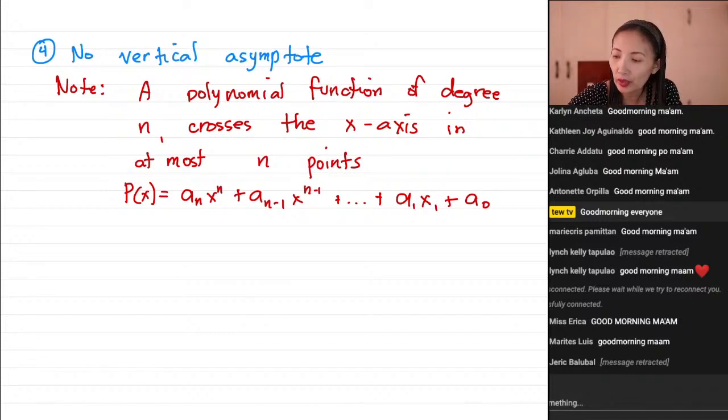Number 5. So, we're ready to move on to step number 5. What are we to do for step number 5? Find f prime. Calculate or solve for f prime.